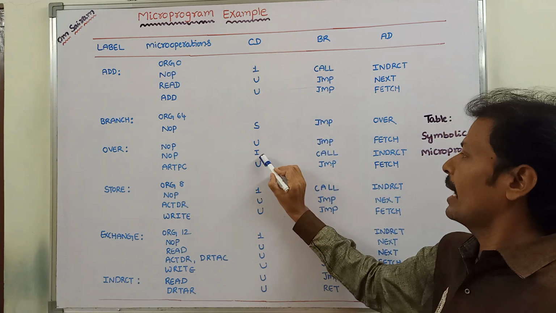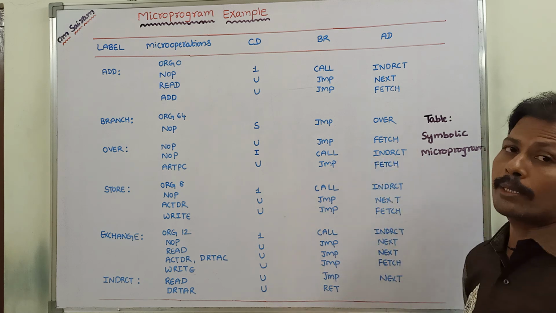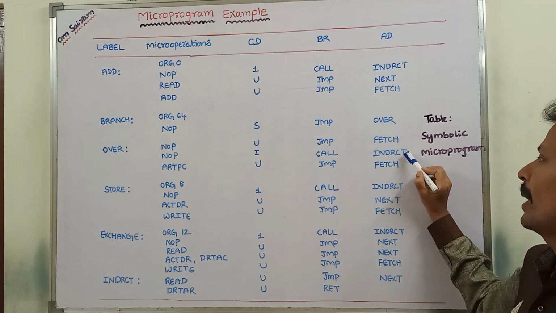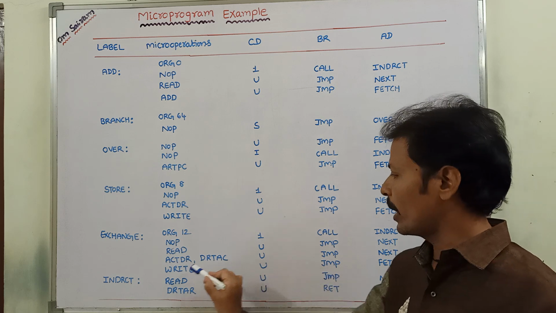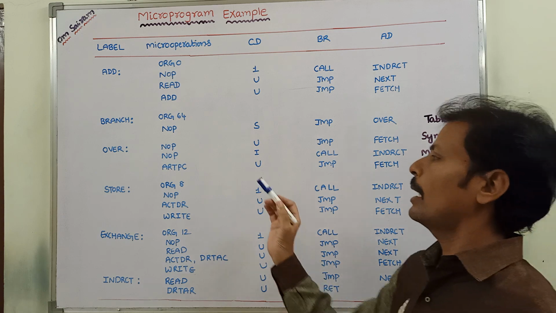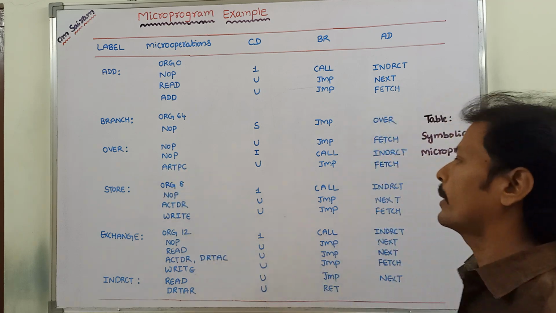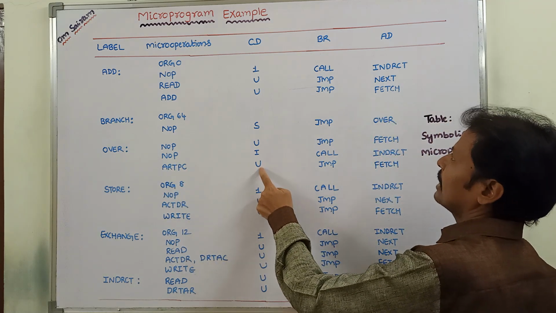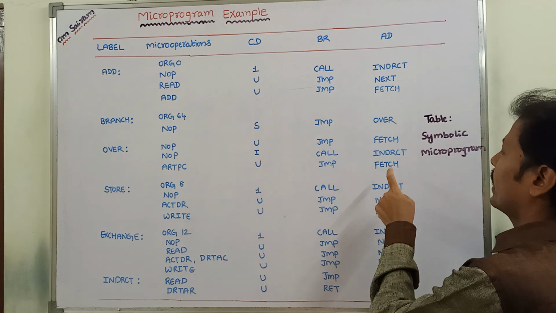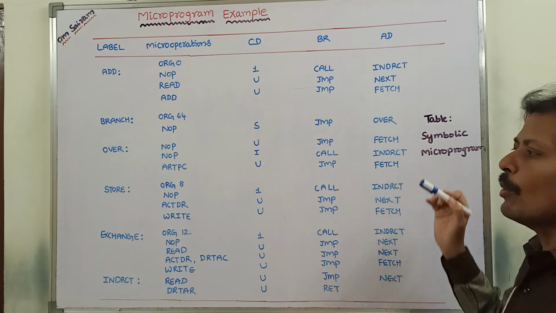CD contains I, that is, if there is an indirect address bit, then we have to call the subroutine. For that purpose we have to use indirect. So an indirect address is there. Then again we have to call this one by using the indirect. Whatever address is present in the program counter can be transferred to the address register. At that time CD contains U, BR contains jump. Once the branch operation is completed, we have to again fetch the next micro instruction.